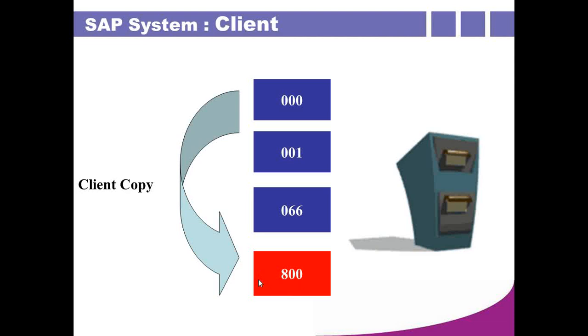No, if it is client specific you can't see. If it is cross client you can access. Okay, 800 data is client specific, right? Yeah, client specific data, by sitting in 000 you can't see. That is the client principal, the MANDT field. If there is no MANDT field, then you can see that data from 000 also. Okay, that is very important.